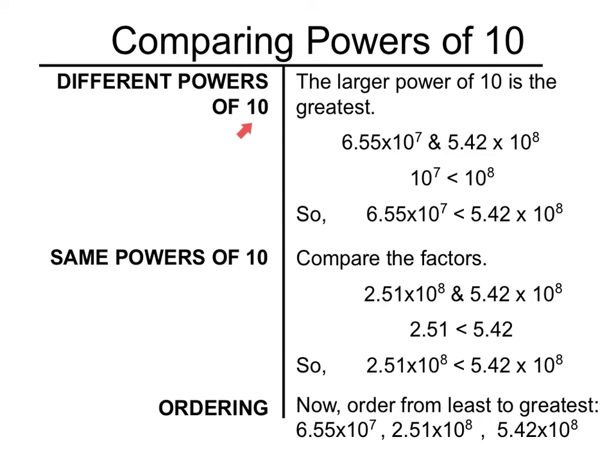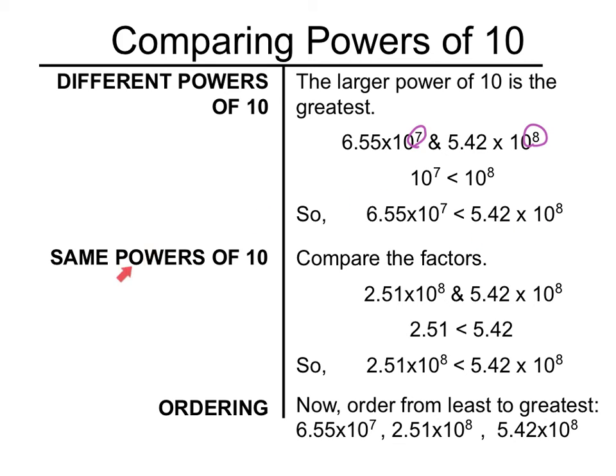All right, the next thing that we can do with scientific notation is to compare and order numbers. When they have different powers of 10, this is actually the easiest thing to do. The larger power of 10 is the greatest number. So we have 6.55 times 10 to the 7th and 5.42 times 10 to the 8th. 10 to the power of 7 is less than 10 to the power of 8, and it doesn't matter what the factor is. So that means that 6.55 times 10 to the power of 7 is smaller than 5.42 times 10 to the power of 8.